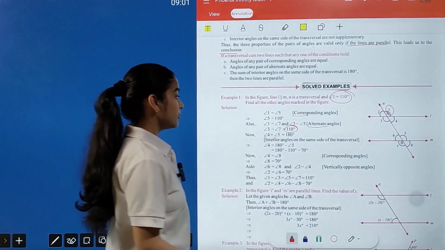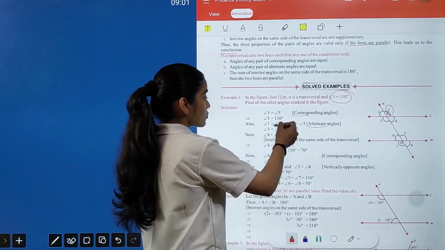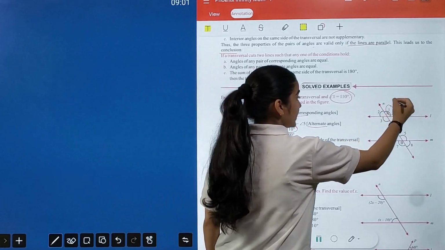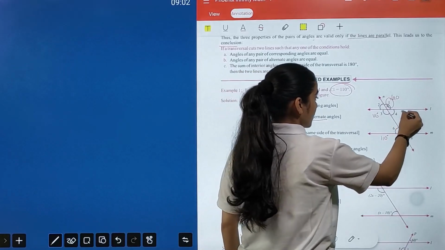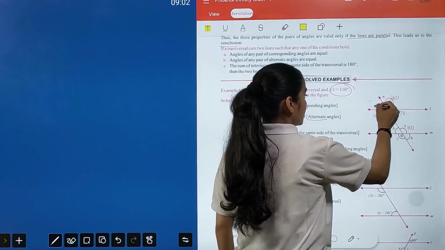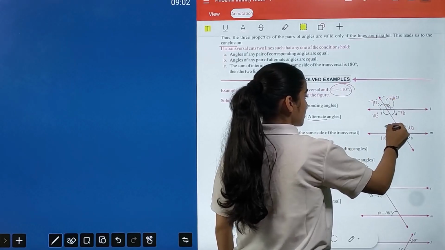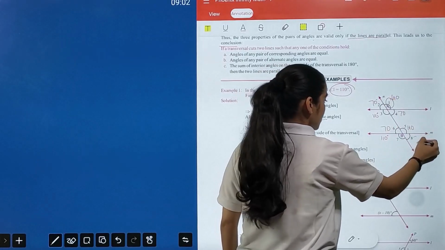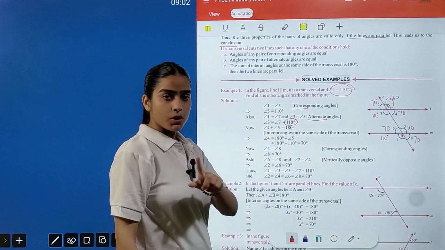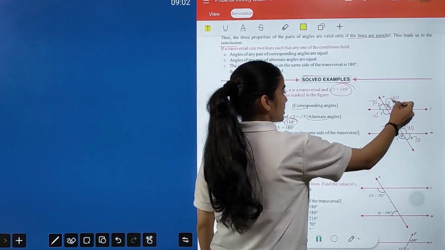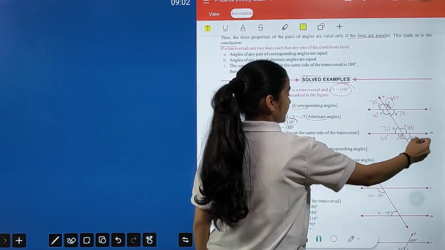Okay. So if angle 1 is equal to 110 degrees, when we subtract 110 from 180, we will get 70. If this is 70, this is also 70. If this is 70, this is also 70. If this is 70, this is also 70 according to corresponding angles. And you can see here that vertically opposite angles also apply. Okay.